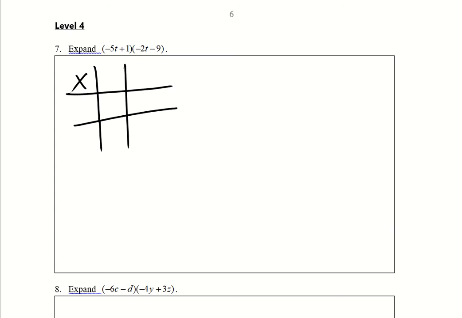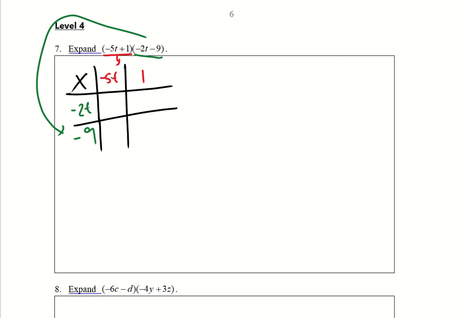So same thing, the first bracket, I will put it in the first row, with the negative sign, so negative 5t plus 1. And then after that, the second bracket, I will put in the column itself. So negative 2t minus 9. So don't forget the minus sign, minus 9. Then we will fill up each of the boxes in order.